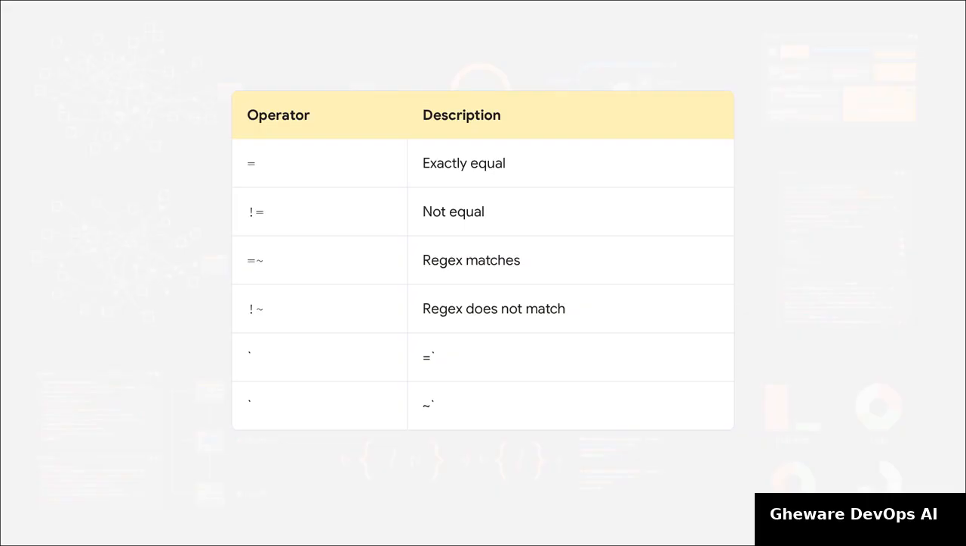The top four, those work on your labels in the stream selector. They're your first line of defense, your fastest possible filter. The bottom two are line filters. Think of them like a distributed grep that runs across the log content after you've already picked out your streams. Understanding that difference is absolutely key to writing fast queries.